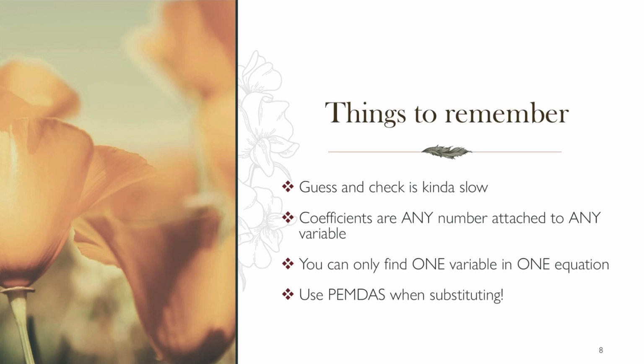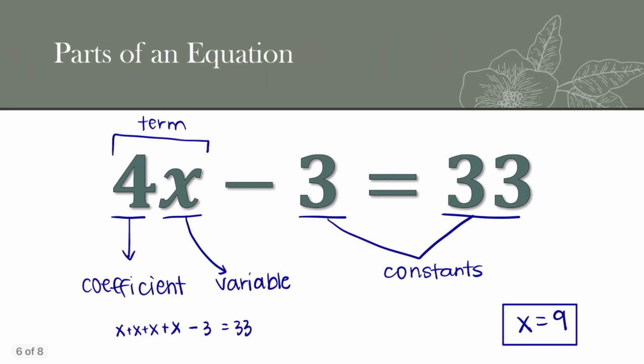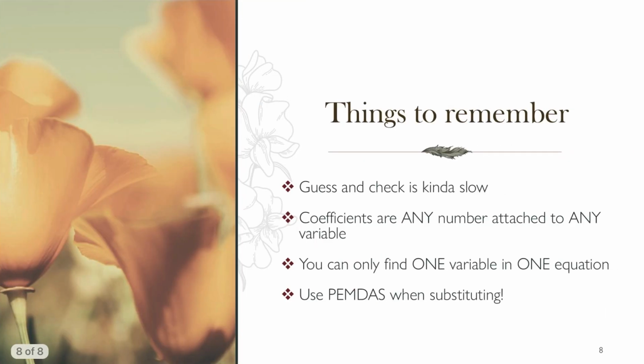And always use PEMDAS when you're substituting in a number just to check it. So like here, I used PEMDAS. Here I did 4 times 9, which is multiplication, and then minus 3. So just make sure you use PEMDAS whenever you're substituting.